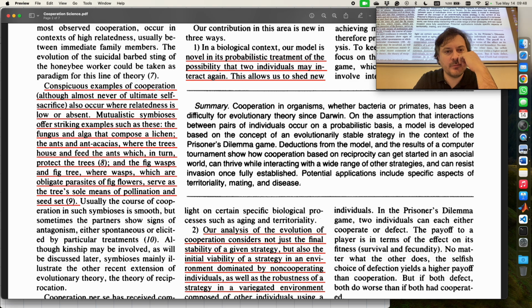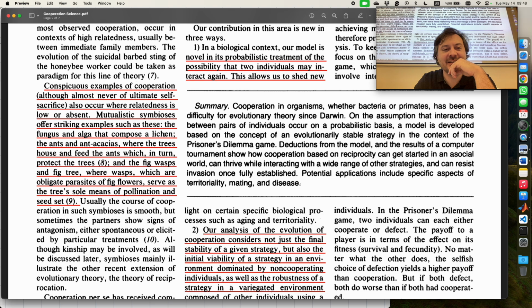Conspicuous examples of cooperation, although almost never of ultimate self-sacrifice, also occur where relatedness is low or absent. Mutualistic symbiosis, they are using them together, offers striking examples such as this. The fungus and algae. What is the plural of algae? Whatever, yes, very good approach to the course.